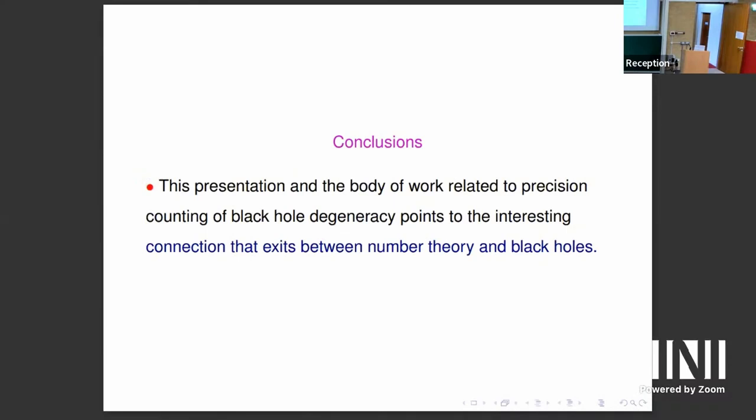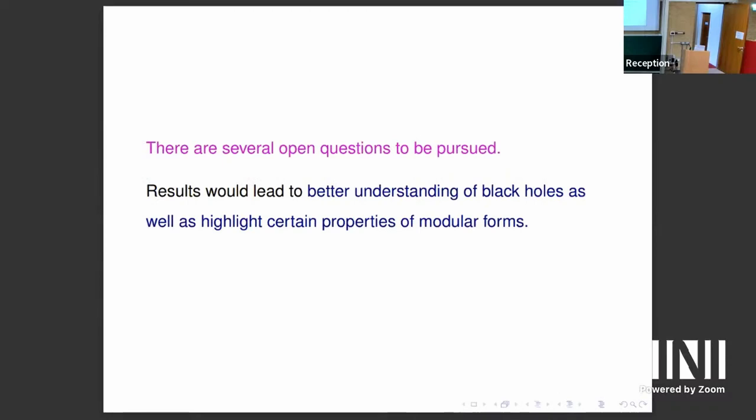So conclusions, and maybe I can just say generally that this presentation will hopefully convince you that with this precision counting, there is an interesting connection between number theory and black holes. And there are several open questions which we saw at the end of each of these sections. And it would certainly lead to a better understanding of black holes and modular forms. Thank you.